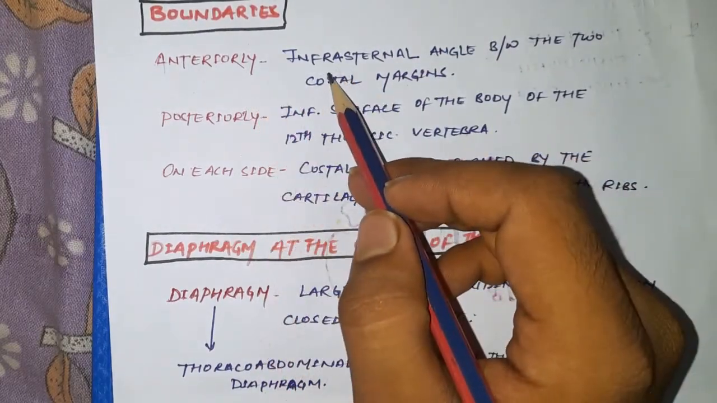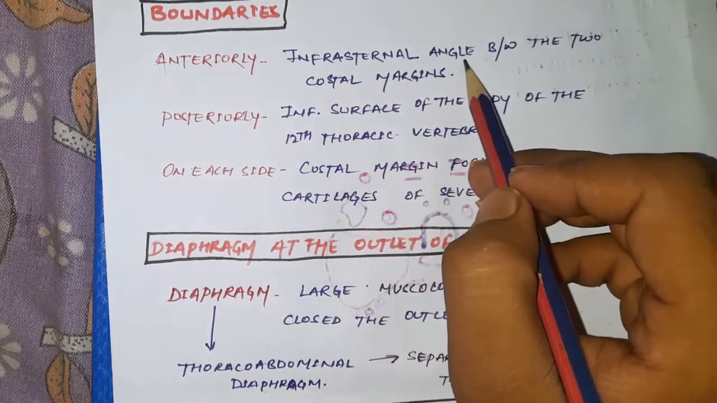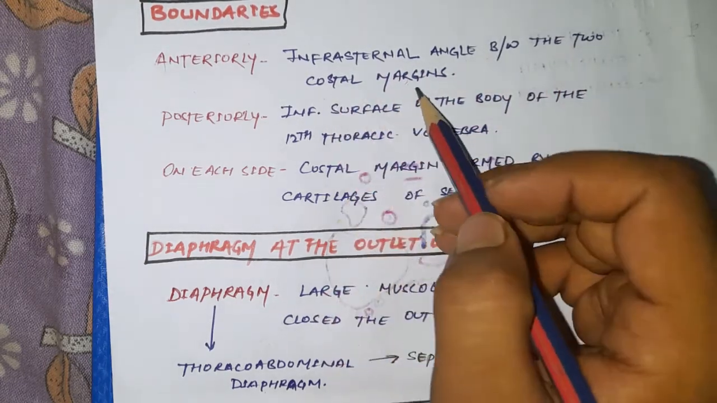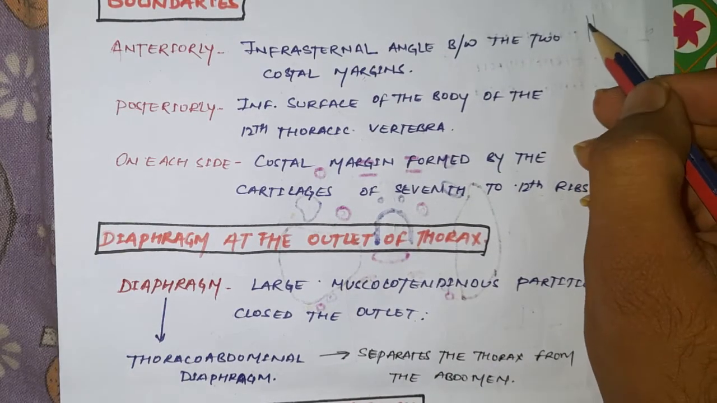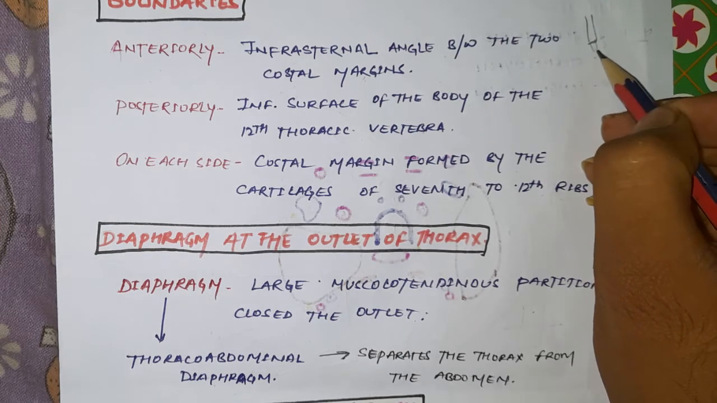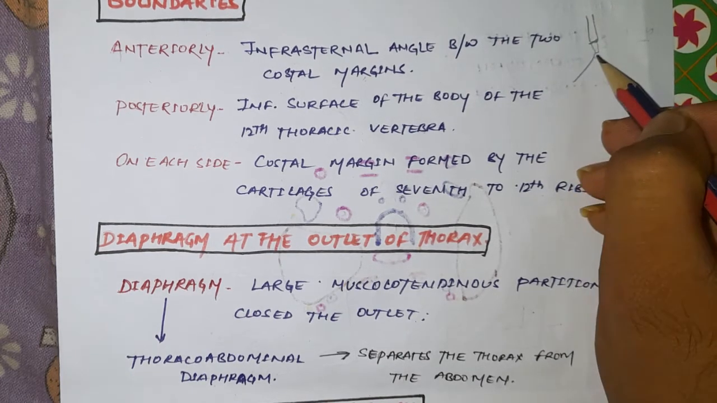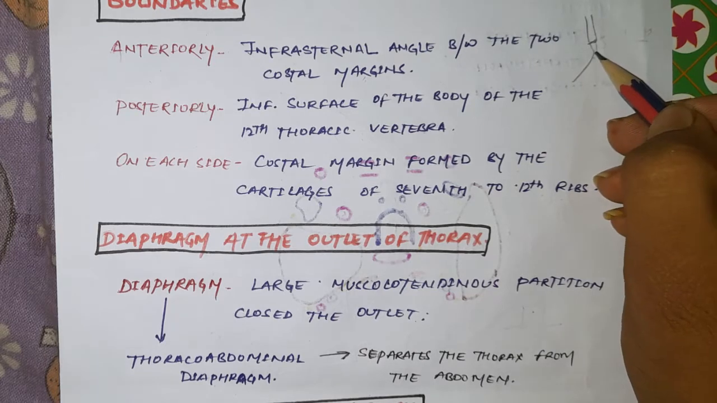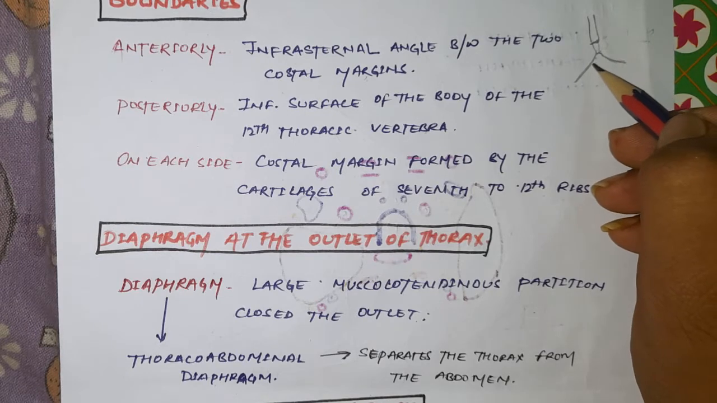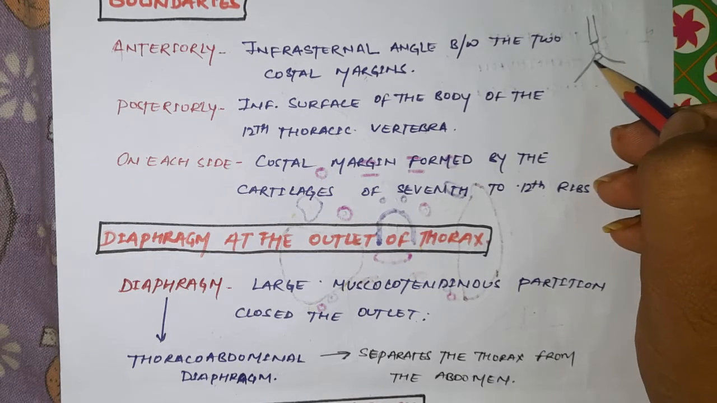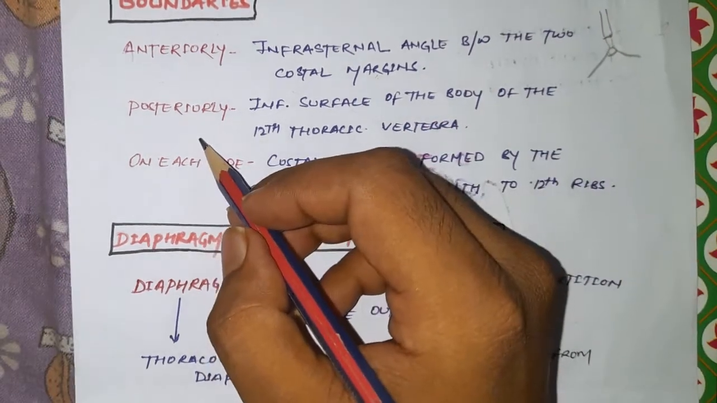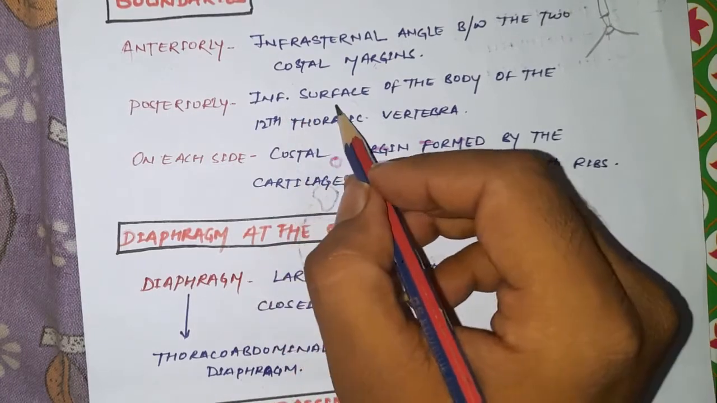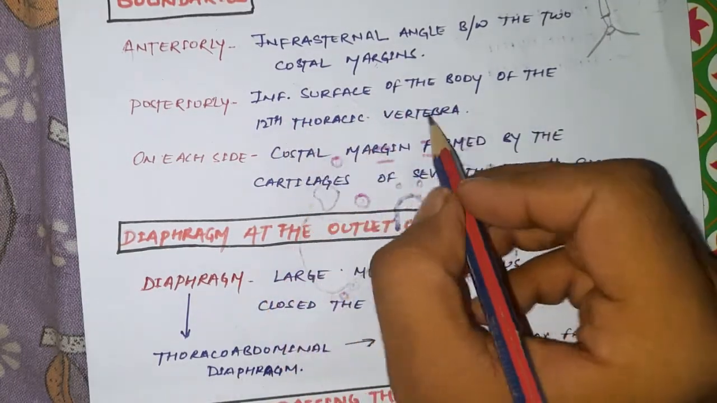Anteriorly, we see the infrasternal angle between the two costal margins. This is the sternum. This is the xiphoid. From the sternum, the 7th, 8th and 9th ribs are present in that position. This makes an angle called the infrasternal angle.